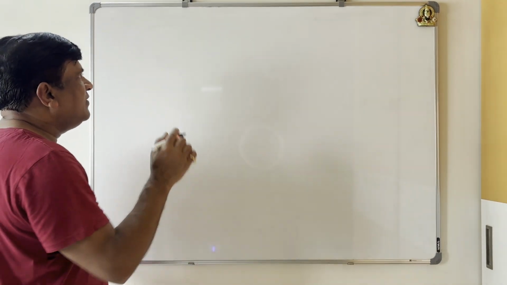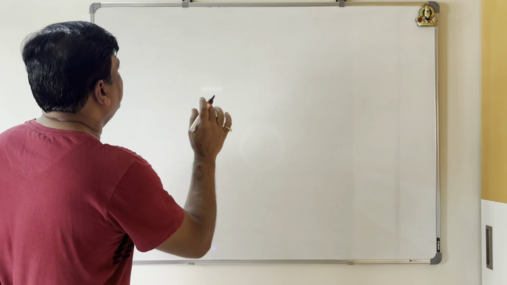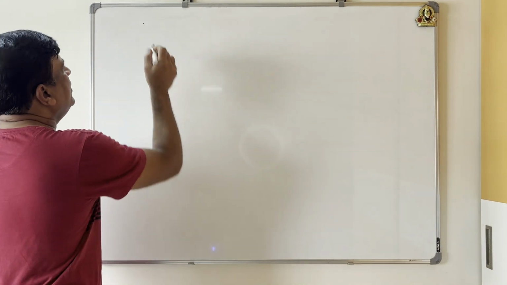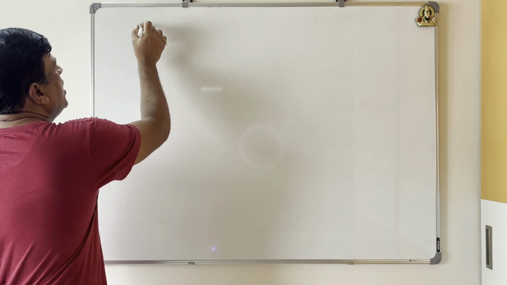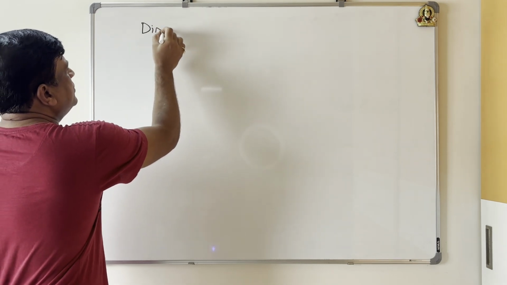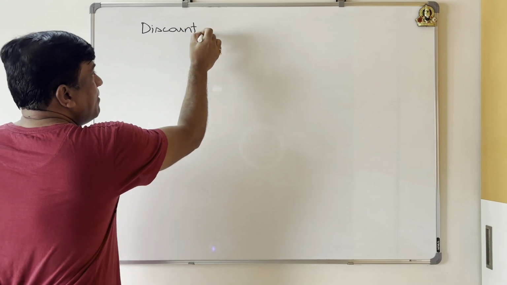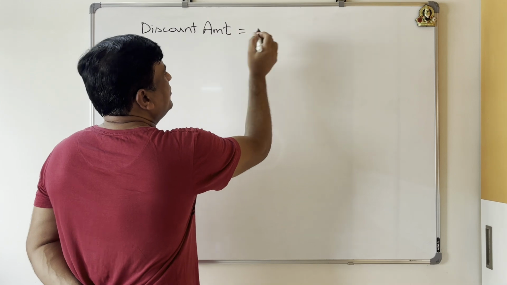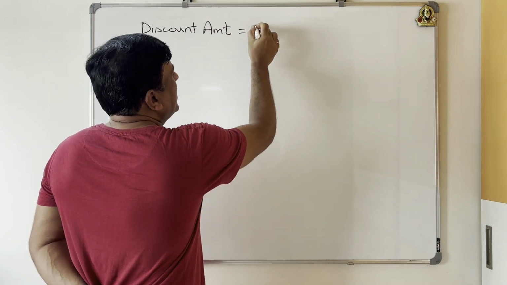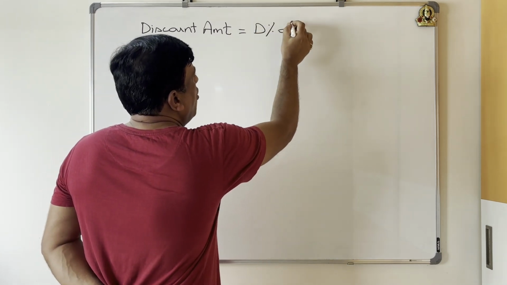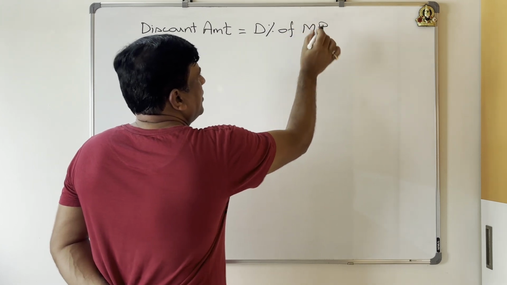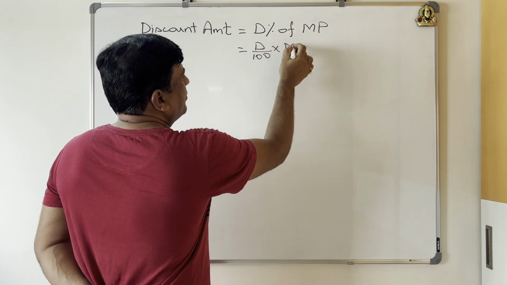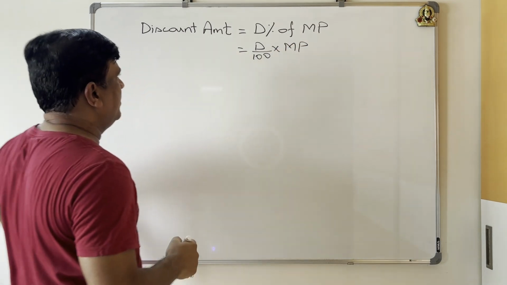So let's look at the formulas we have come up with. Let's summarize the formulas. First, we'll do the discount. How do you calculate the discount amount? Discount amount is always calculated by discount percentage of mark price. Remember always, it is D by 100 times mark price. You get the discount amount over here.